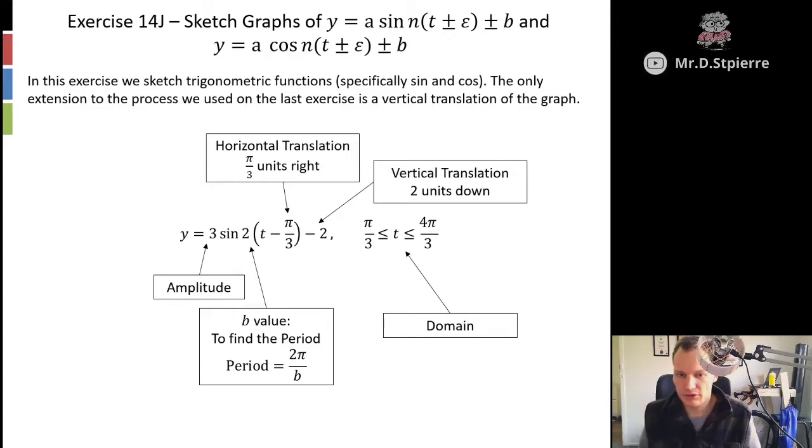Okay, hello all, welcome to this video on exercise 14J, where we're going to look at sketching graphs of y equals a sine nx plus or minus b and the equivalent cos graphs. Now, one thing to note, you might be realizing one class already told this, but the other class doesn't know yet, but we're not doing 14I anymore, so we're not going to bother with horizontal translations. Okay, you'll cover that in year 12, but for year 11 we're just going to stick with plus or minus b on the end.